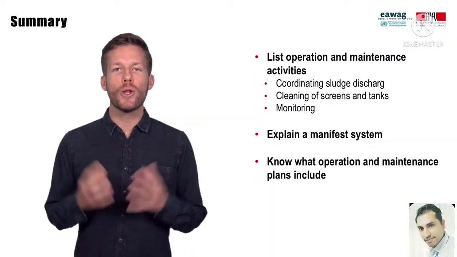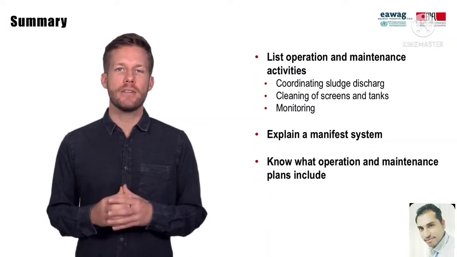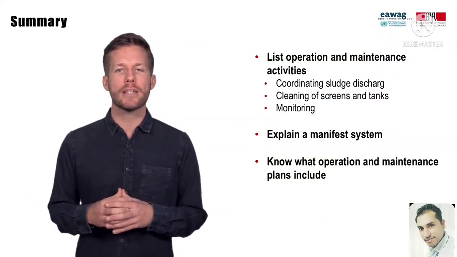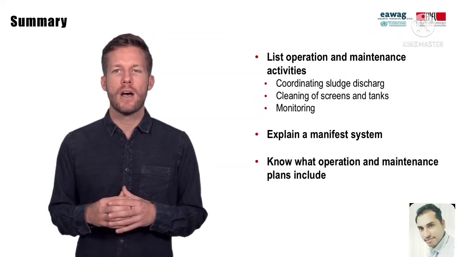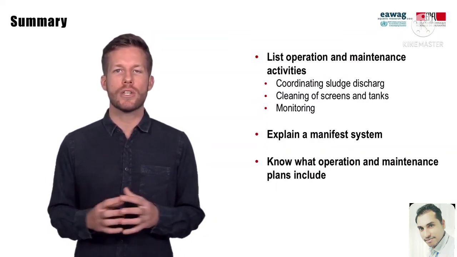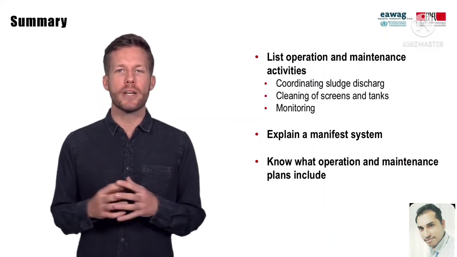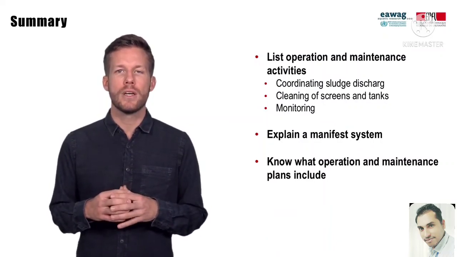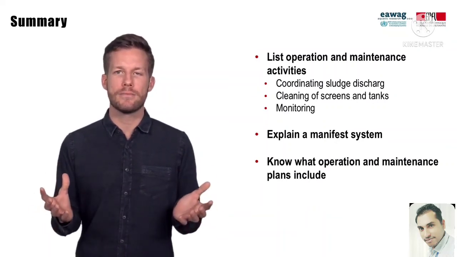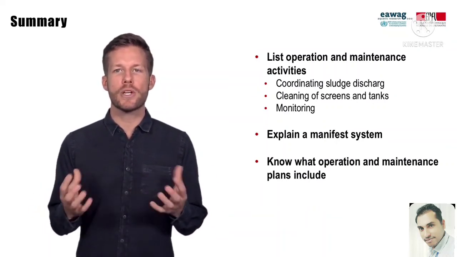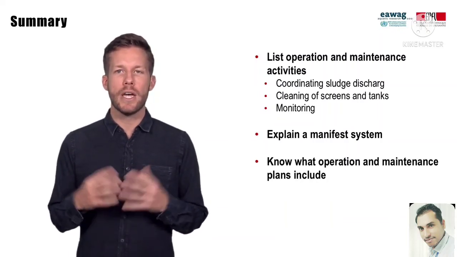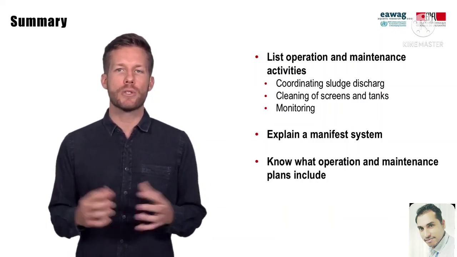In this module, we learned about typical operation and maintenance activities such as coordination of the sludge discharge, cleaning of screens and tanks, and monitoring. A manifest system can be a helpful tool to monitor the sludge discharge into a treatment plant and to identify industrial contamination. These activities should always be documented in operation and maintenance plans. Following these plans will ensure that treatment plants operate as designed and protect public and environmental health, in addition to producing marketable treatment products.